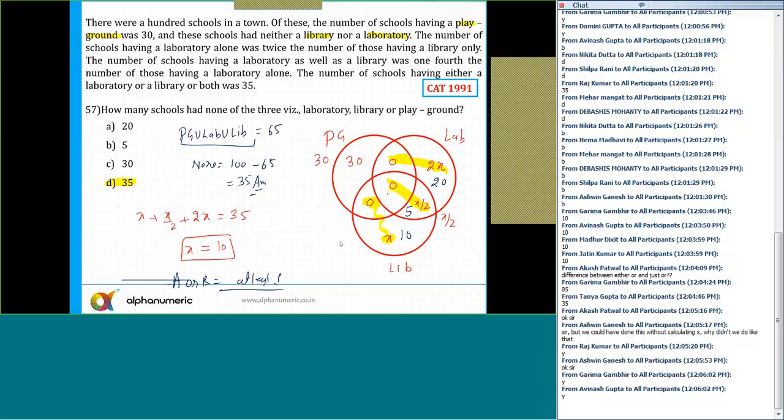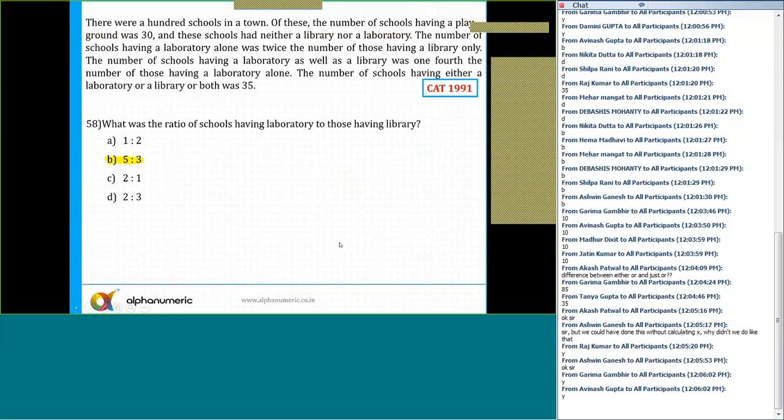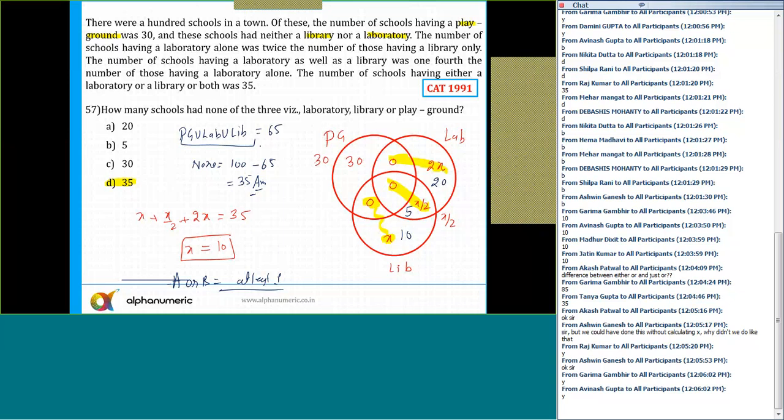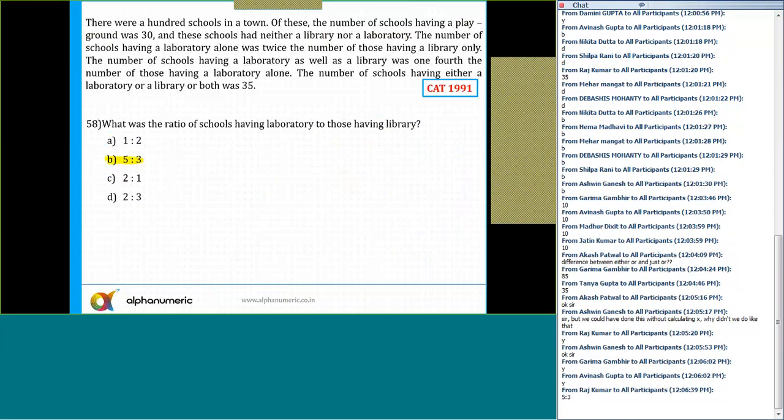So the answer of question number 58. What is the ratio of the schools having laboratory to those having library? Laboratory is equal to 25, and library is 15. So remember, for this question we do not need to calculate the value of x.